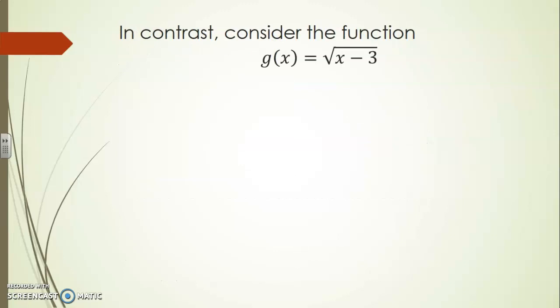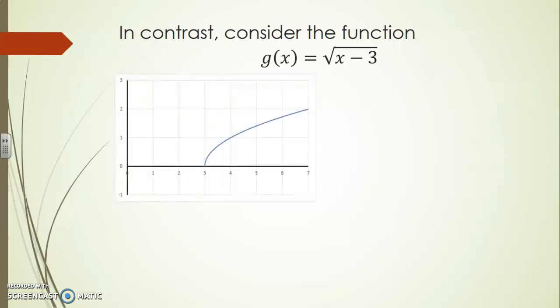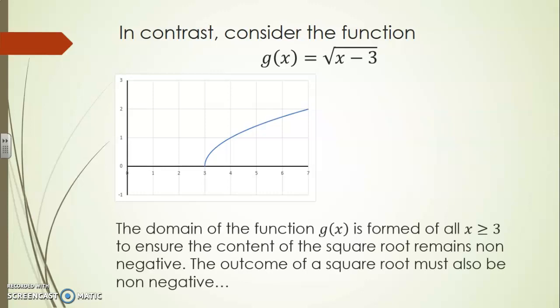In contrast, let's consider the function g of x equals root of x minus 3. Here is its graph. You'll probably notice that the domain of g of x only allows for x's that are at least 3, to prevent the root from containing a negative value. The graph itself remains above the x-axis because a square root cannot produce a negative number.